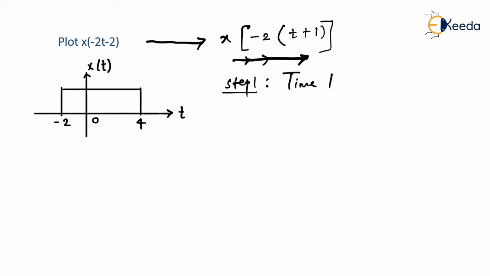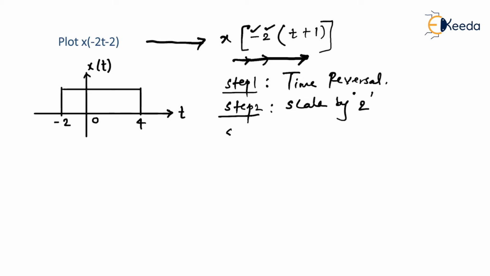Of course, it is time reversal. I'm sure you're getting this. Step number 2. Yes, after encountering the negative sign, now we'll go for scale by 2. And thereafter, we'll go for step number 3, which is advance by 1. I hope you understood this.